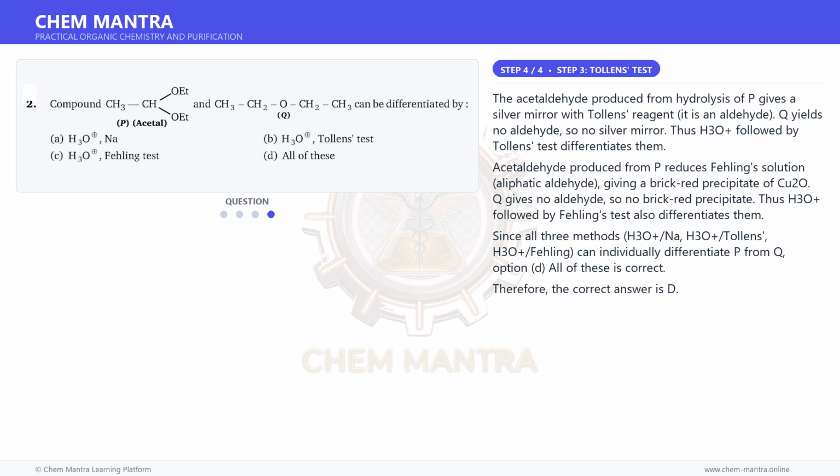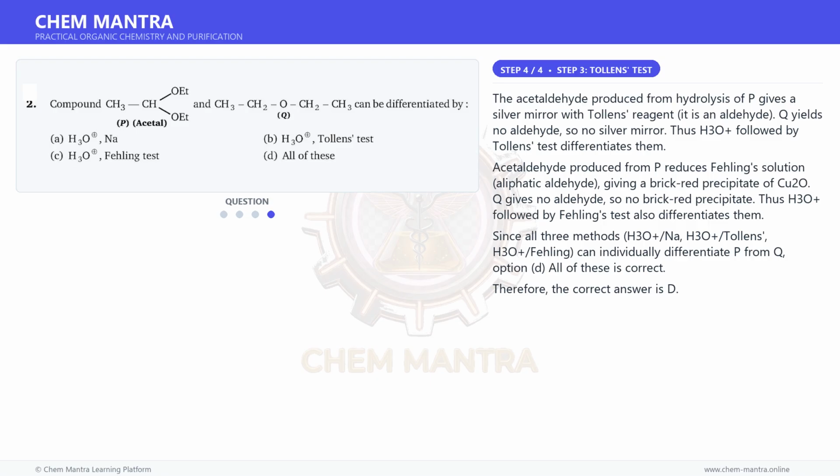Acetaldehyde produced from P reduces Fehling's solution, being an aliphatic aldehyde, giving a brick-red precipitate of Cu2O. Q gives no aldehyde, so no brick-red precipitate. Thus H3O+ followed by Fehling's test also differentiates them.